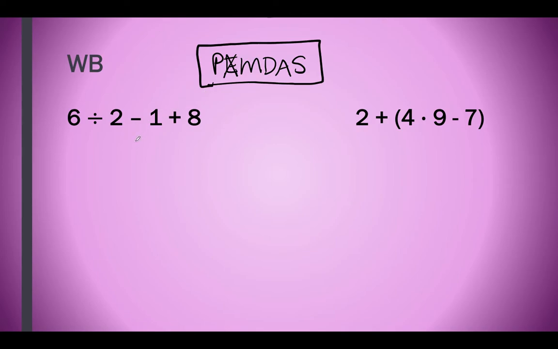So starting with P is parentheses. We don't have any in our example number 1, so I can skip right from P over to M and D. Again, we go in order from left to right. Here we only have division, so we don't have to worry about that. I will do 6 divided by 2, and then bring down what's left that I haven't used yet. Okay, I'm done with multiplication and division. All that's left is addition and subtraction. So again, we go in order from left to right. So subtraction actually comes first here.